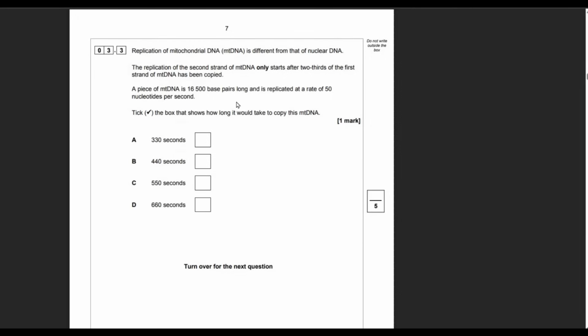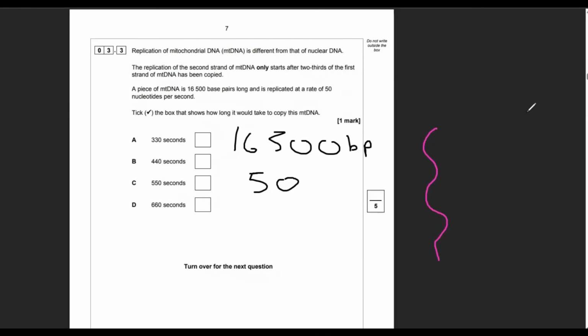A piece of mitochondrial DNA is 16,500 base pairs long. It's replicated at a rate of 50 nucleotides per second. Tick the box that shows how long it would take to copy this mtDNA. Here's our DNA, right? Let's just say there are 2 strands. I know mitochondrial DNA is not going to look like this. It's more of a loop. But let's just look at the 2 strands of DNA.